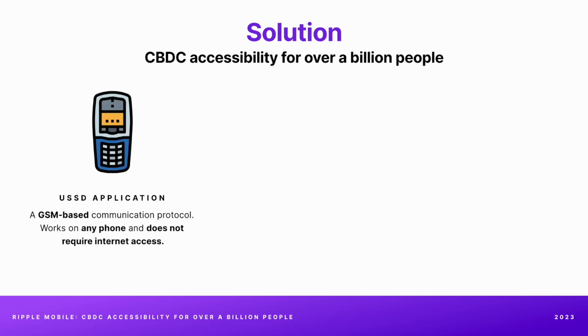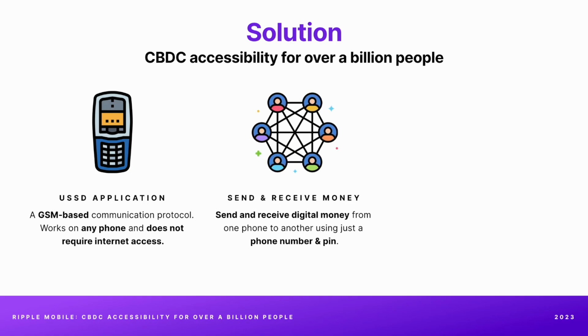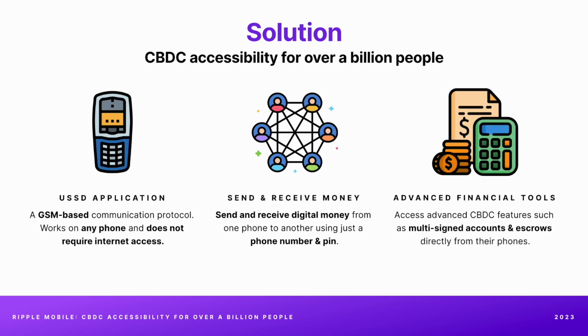The solution is a USSD application, and USSD is a GSM communication protocol that works on any phone and does not require internet access. Customers can send and receive Ripple from their phone to another phone using just phone numbers and PINs, and they can gain access to advanced CBDC features like multi-sign and escrow directly from their phones.